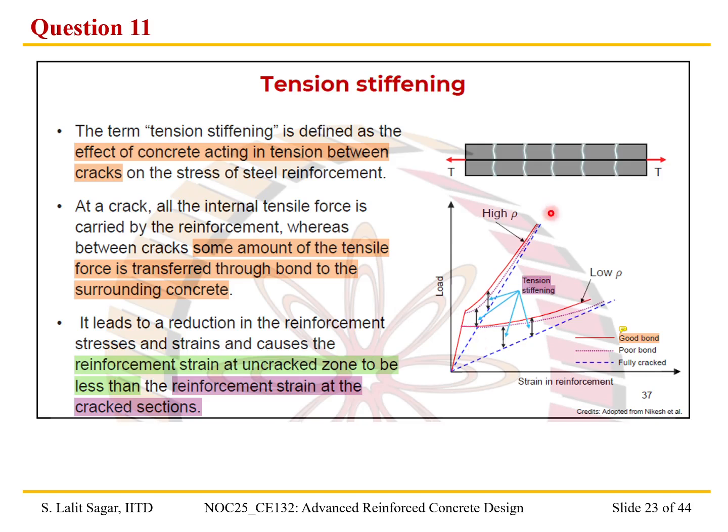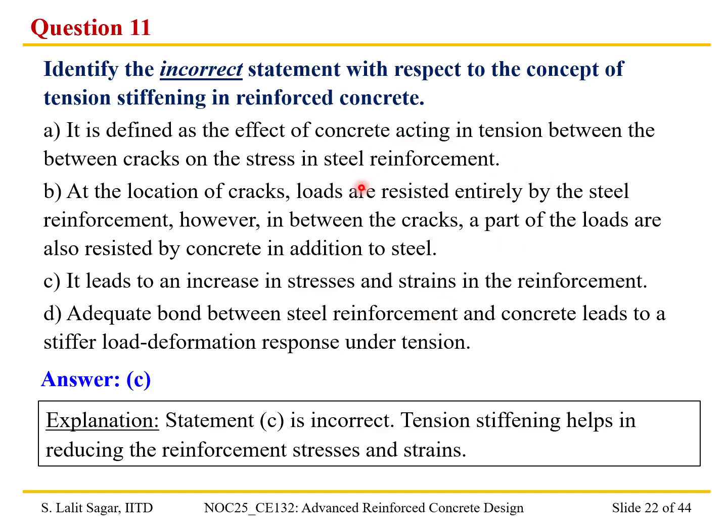So tension stiffening is the effect of concrete acting in tension between the cracks. Wherever there is a crack in the reinforced concrete, the load is entirely resisted by the rebars. However, in between the cracks in the concrete, a part of the tensile stresses are resisted by concrete as well, in addition to the rebar. This phenomenon is called tension stiffening, and all the statements are correct except statement C.